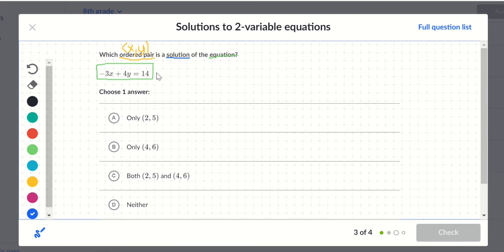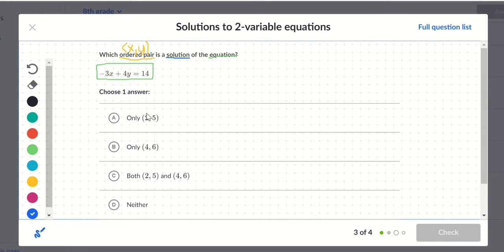So now that we know what each of these mean, we can put them together to figure out what the question is asking. The question is asking which ordered pair. Is it 2, 5? Is it 4, 6? Is it both? Or is it neither? So which ordered pair is a solution to the equation? Which ordered pair makes this equation true? How can we figure that out?